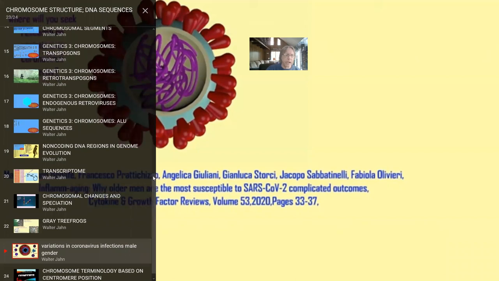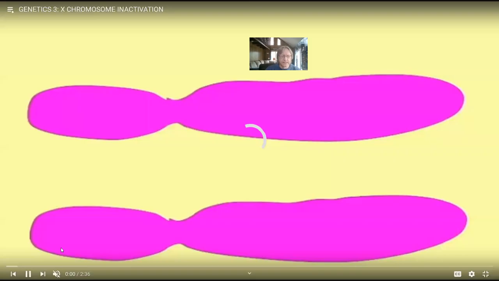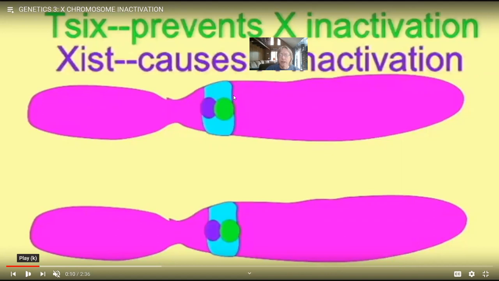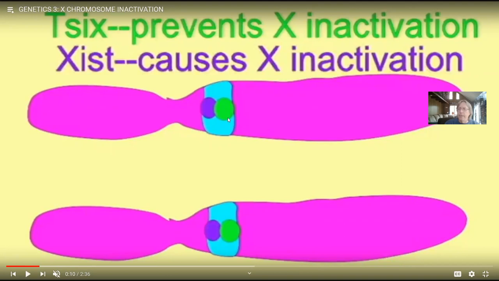Okay. But then getting back to how the X chromosome is turned off, it turns out that X chromosomes have a region of DNA which is not coding for protein, but is the center which is going to govern the inactivation of an X chromosome. It is called XIC. It's on the Q arm, the long arm, in region 13.2. And there are two important genes here. There is TSIX here in green. The expression of this area will then prevent the inactivation of an X chromosome. And then there is XIST in purple. The expression here will cause the inactivation of an X chromosome.